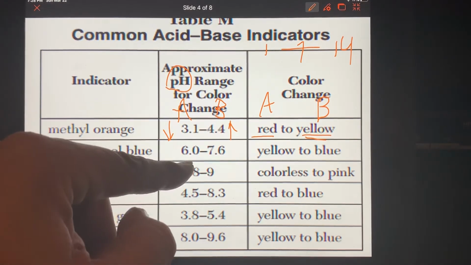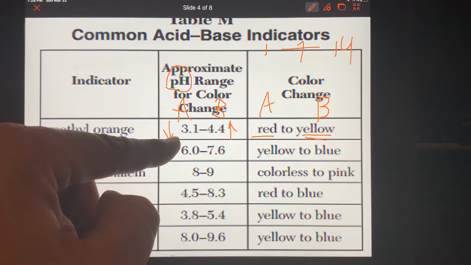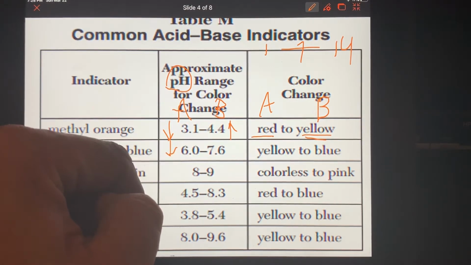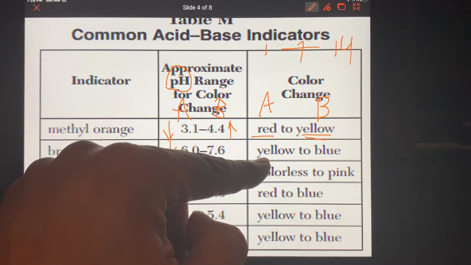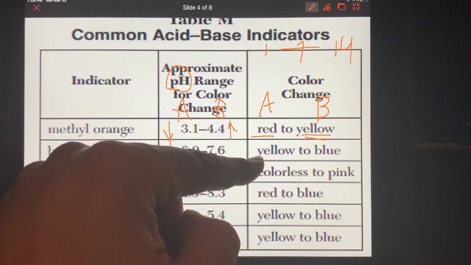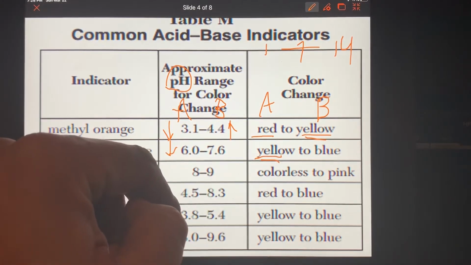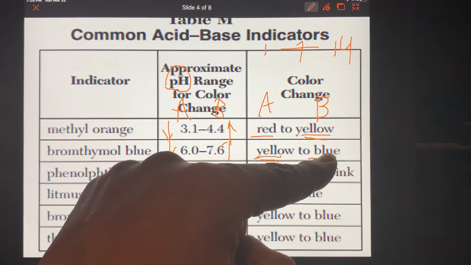If this number is above 4.4, it will turn yellow. Same thing over here, bromthymol blue. If I dip something into bromthymol blue and the pH is under 6, what color will it be? That's right. The left side will go with the left side color. So if I have a pH of 5.2, you know it's going to be under 6, it'll be yellow. If the pH is 11, that's above 7.6, that will be blue. So on and so forth.